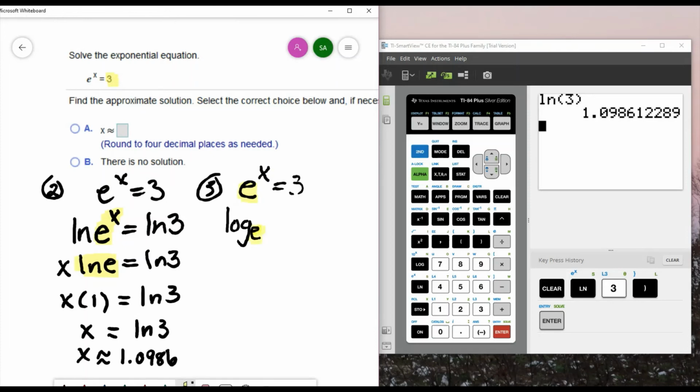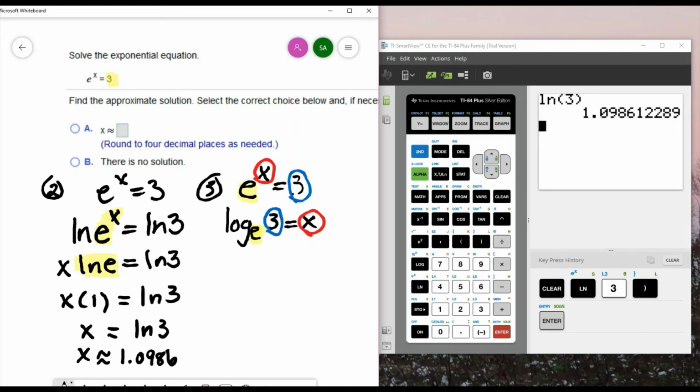Then your log always equals the exponent. So that log is always going to equal the exponent, which is x. And then what's inside the log is what your exponential equals. So I was able to rewrite that exponential equation in log form.